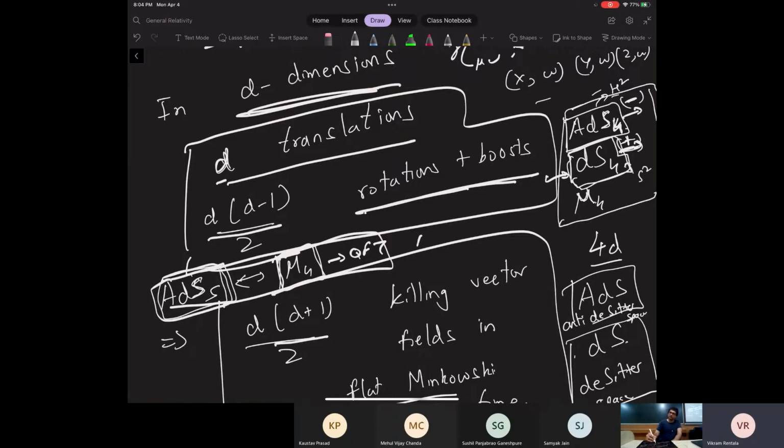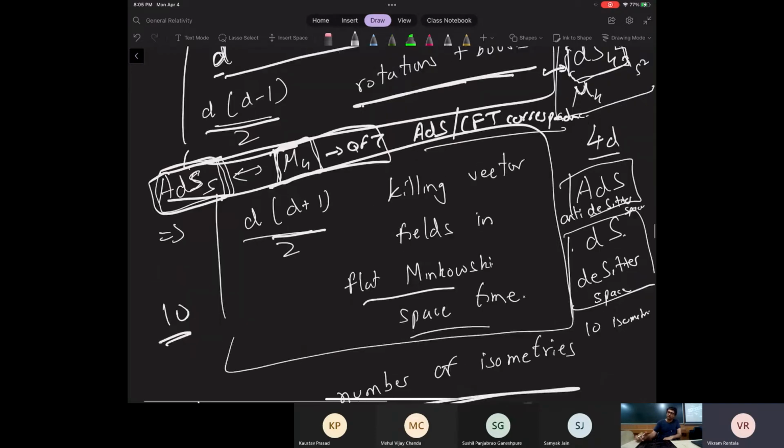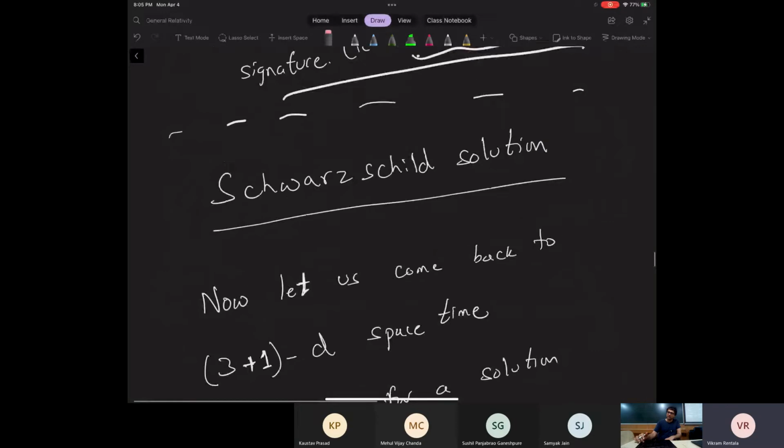So this duality is called the AdS-CFT correspondence, and it's turned out to be very useful in string theory. In fact, it's a whole field by itself, which has been in development for the past 20 or 30 years. I'm not going to say much more about this.